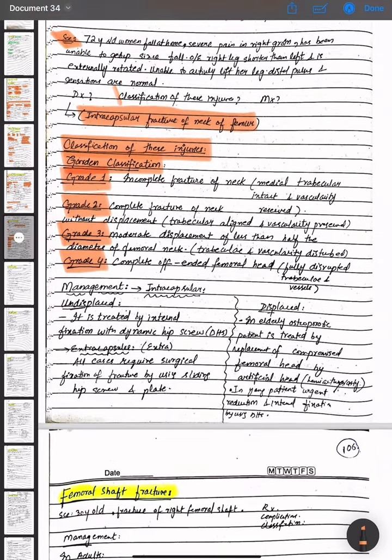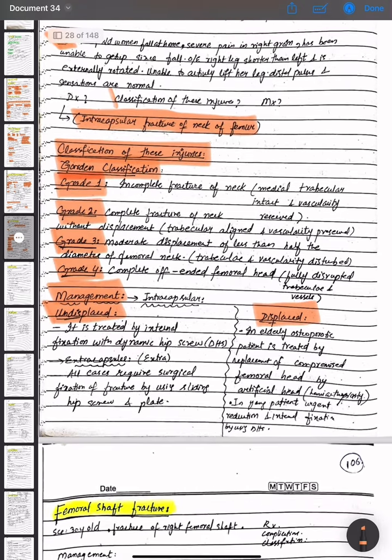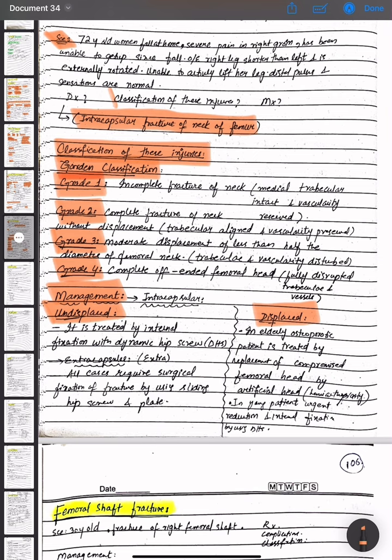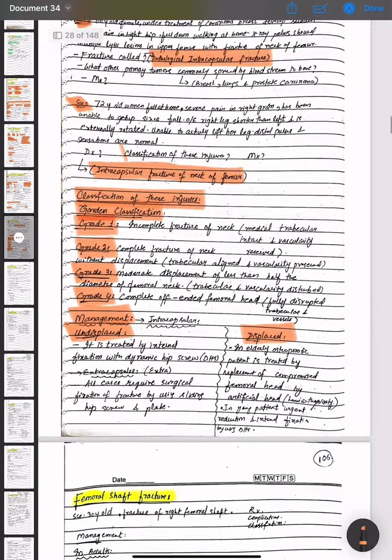Now what will be the management? It is an intracapsular fracture. So for undisplaced and for displaced, we have different kinds of treatment options. Undisplaced is treated by internal fixation with dynamic hip screw, and extracapsular fractures all require surgical fixation using sliding hip screw and plate. While if it is displaced, then in an elderly osteoporotic patient it is treated by replacement of the compromised femoral head by an artificial head, and in a young patient, urgent reduction and internal fixation using the dynamic hip screw method is used.